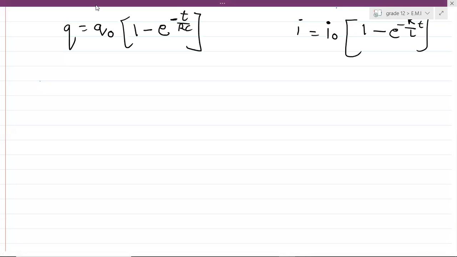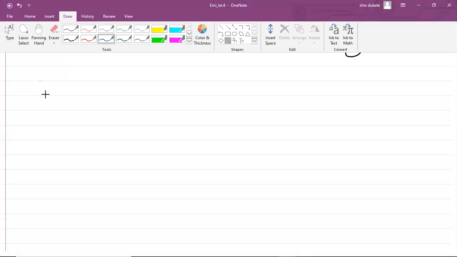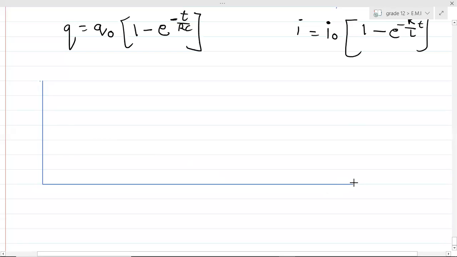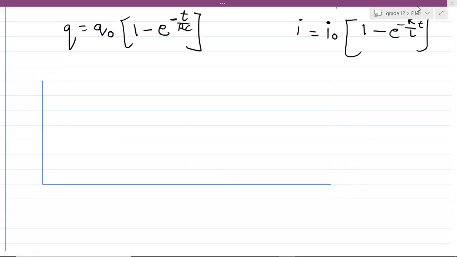Okay. So when I plot the graph of this current which is increasing, it looks something like this. Sir, I can't hear you clearly. No problem, Satvik. I'll just make a new lecture. Wait.